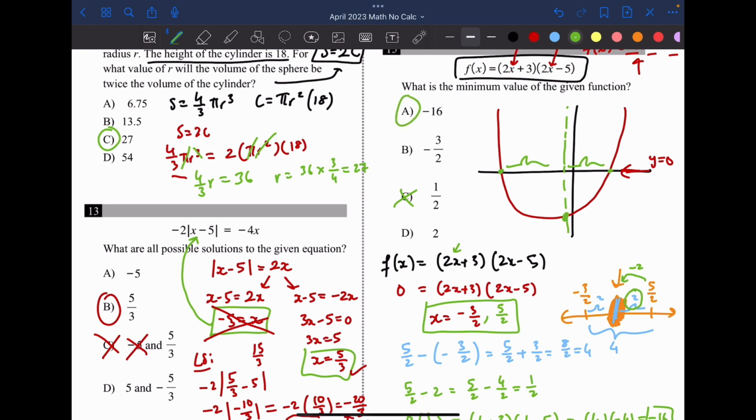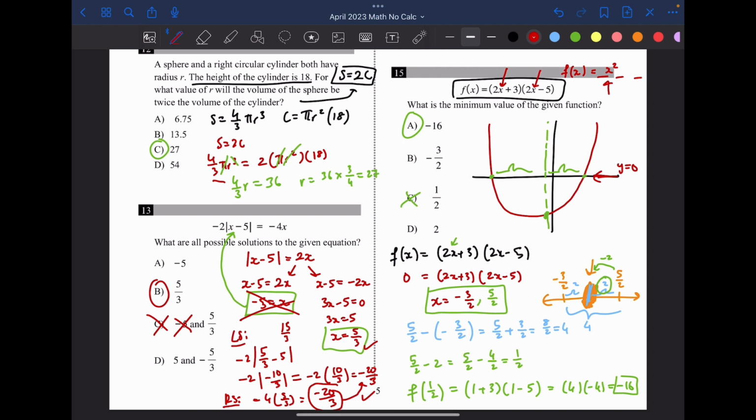Once again, if you find an answer that is one of the multiple choices, it doesn't mean you have the final answer yet. It actually means nothing, to be honest. You just have to keep going until you are sure that the final answer you got is the right answer. But yeah, negative 16 is correct.